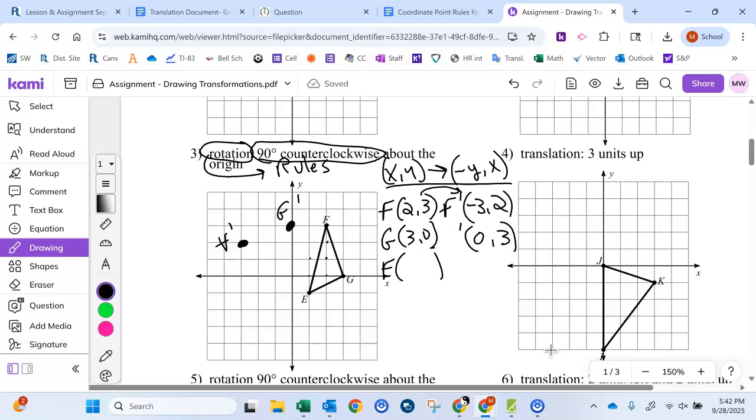So E is going to be what? So E is a 1, negative 1. 1, negative 1 turns into E prime, which is going to this X. So this becomes 1, 1. So it goes, yeah, it is, isn't it? Check it out. So I was right.